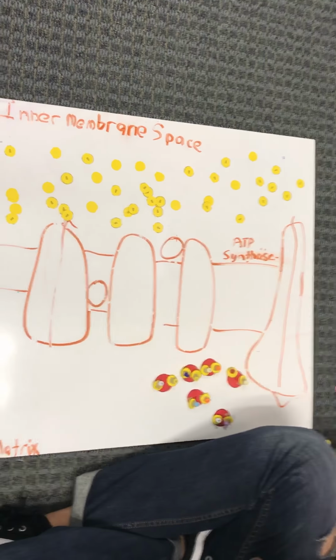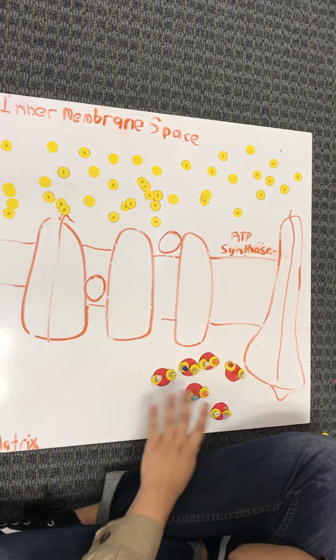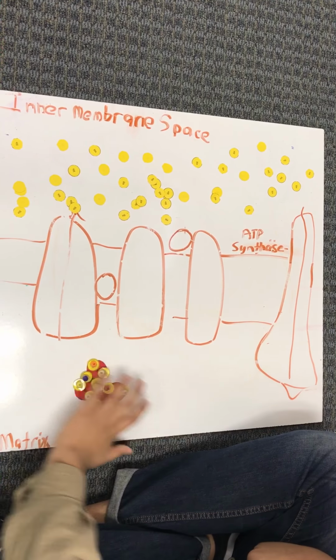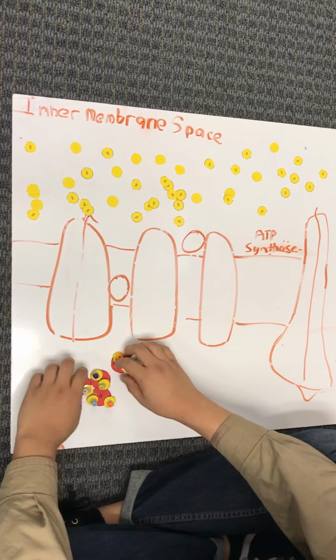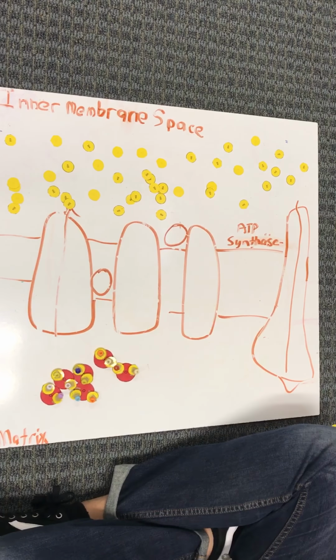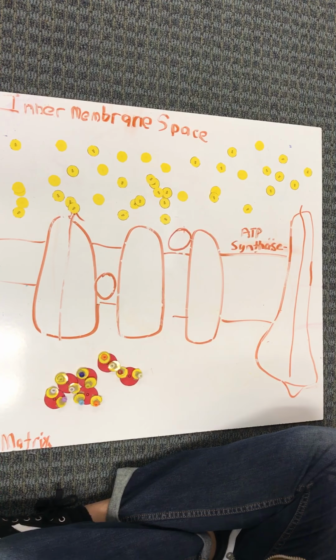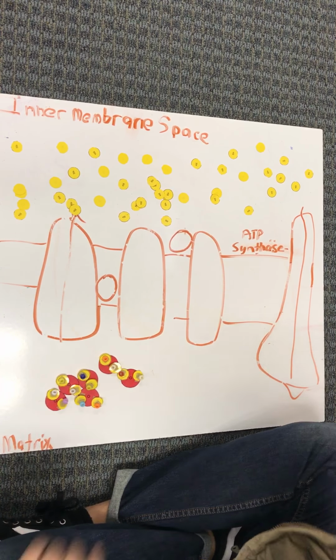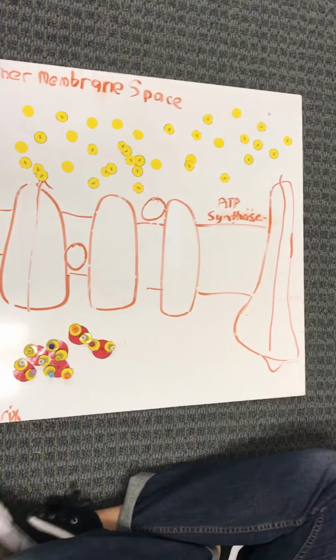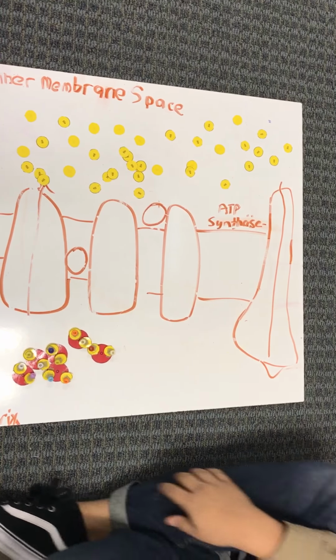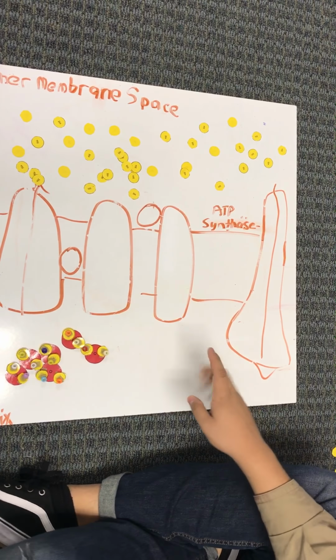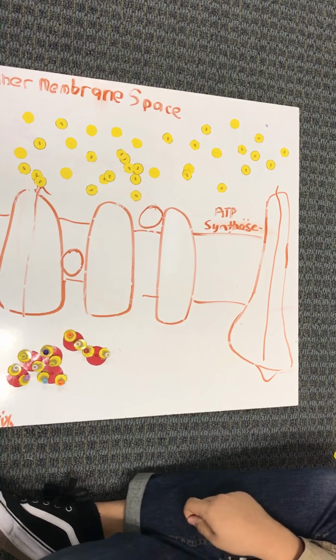Now we have a higher concentration of hydrogen protons in the inner membrane space than in the matrix, and 6 water molecules that are produced from all of the electrons and hydrogens released. The oxygen acts as the final electron acceptor. Then we have, at the very end of our electron transport chain, an enzyme called ATP synthase. ATP synthase works as a rotor.